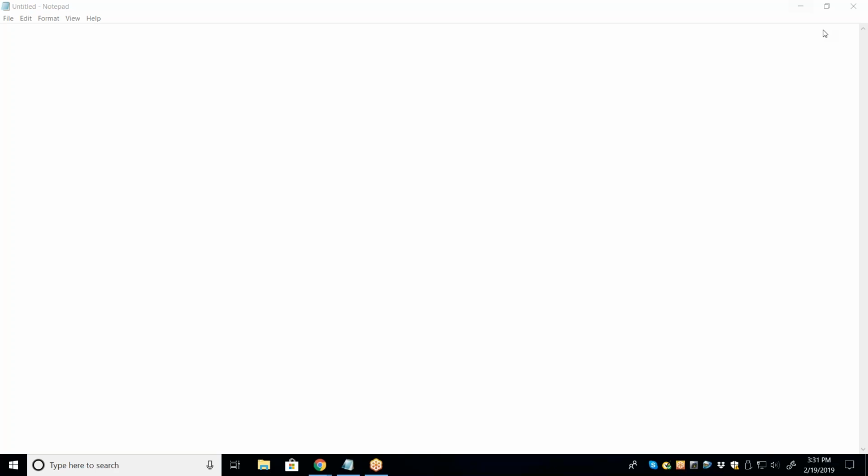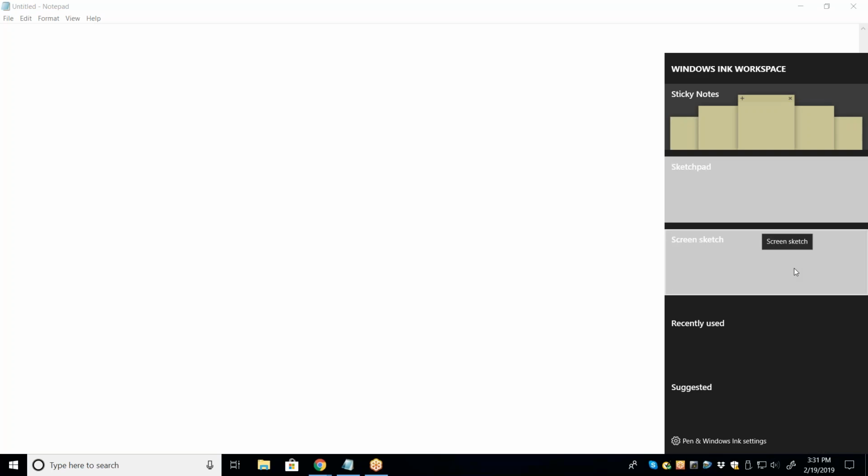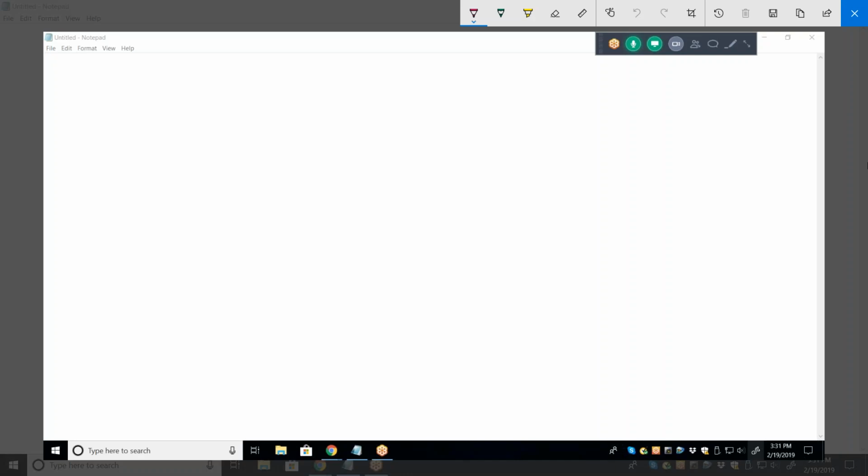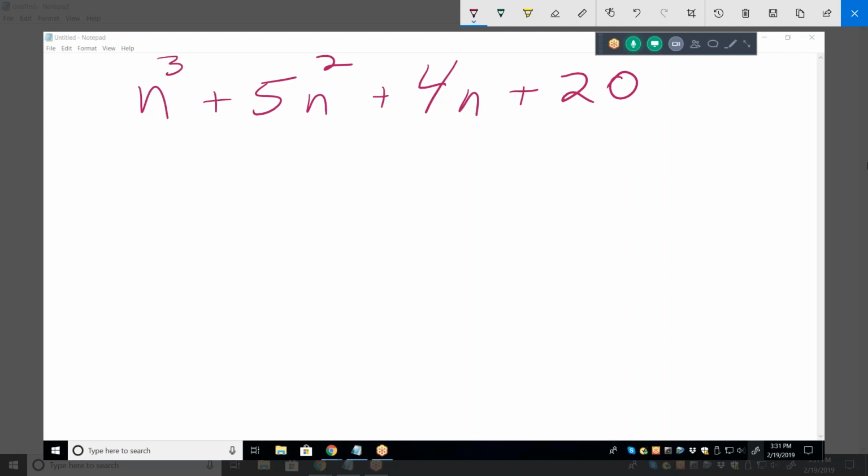Record on. What are we doing today? We're doing grouping now, factoring by grouping. Give me some problems. All right, n cubed plus 5n squared plus 4n plus 20. Okay. Do you know how to do this?